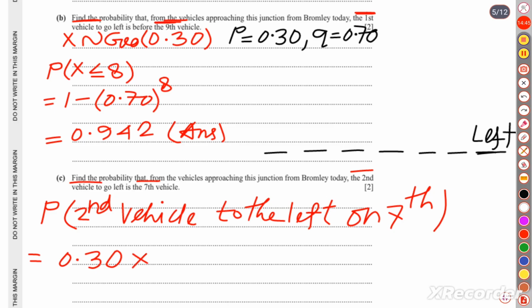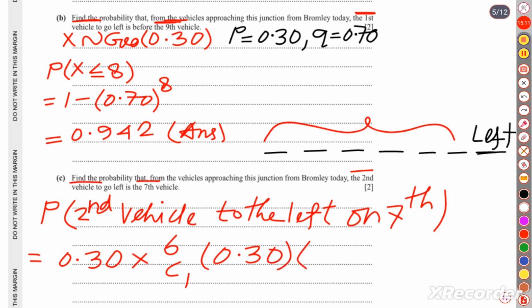Now, among the previous 6 turns, we don't know when a vehicle turned left. That's why we will have to use here 6 choose 1, because among 6, there is only one vehicle who turned left. So there is only one left, and the probability of turning to other direction is q, 0.7. But how many vehicles among 6? 5 vehicles turn to the other directions.